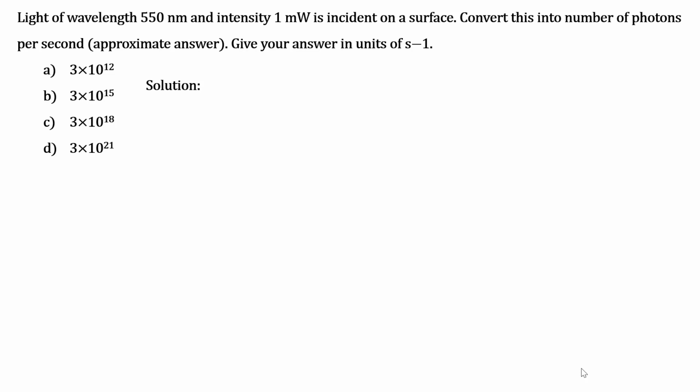Wavelength is given, intensity of light is given. You have to find out n. What is the relationship between lambda, intensity, and n? That is the question. So the hint is that first you have to convert the wavelength into energy and then connect energy with intensity to get the number of photons.